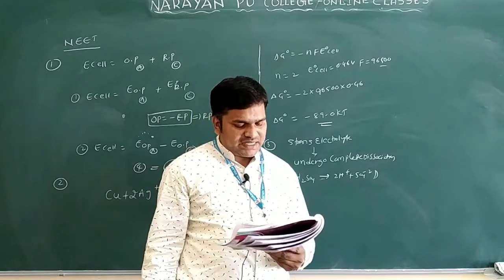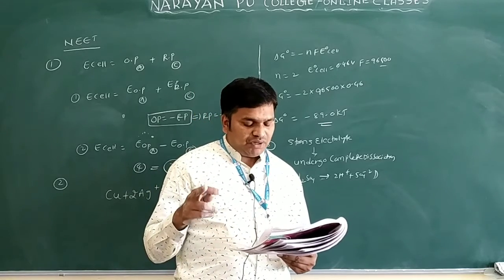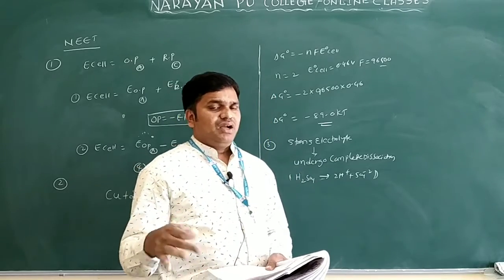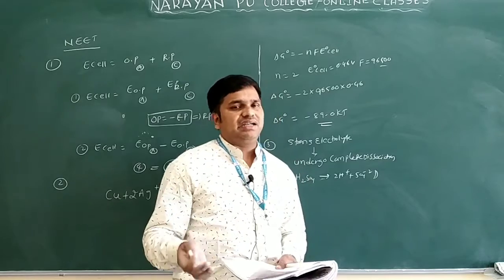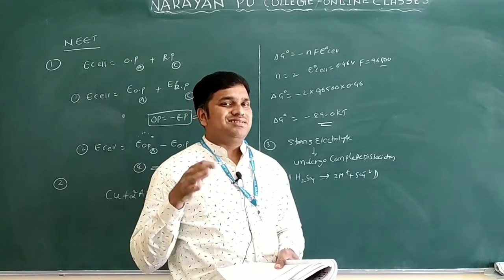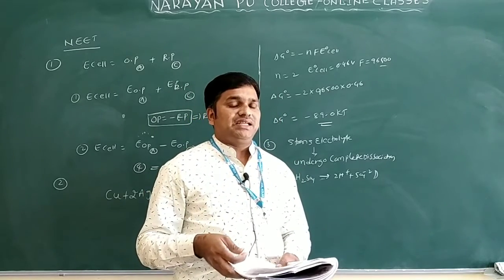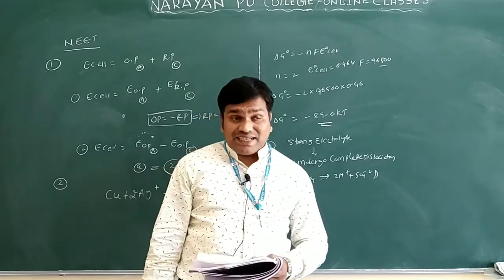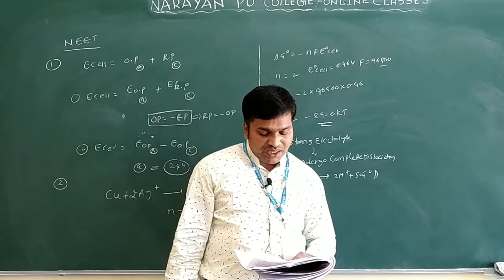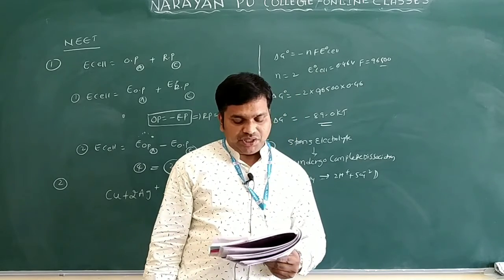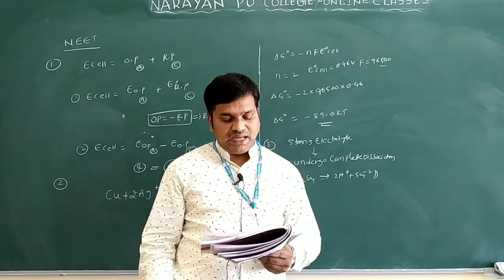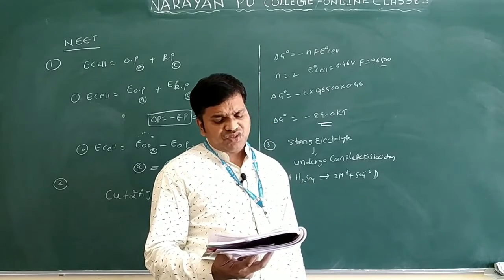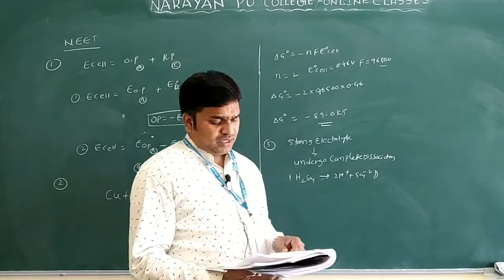Clear? Now what they ask here is the increase in the equivalent conductivity for the strong electrolyte on dilution. Upon dilution, conductivity increases, specific conductance decreases, molar conductivity increases, equivalent conductance increases. So what is the reason? The reason is the increase in the ionic mobility of the ions. So what answer will we take? We will take option 1 for this question.